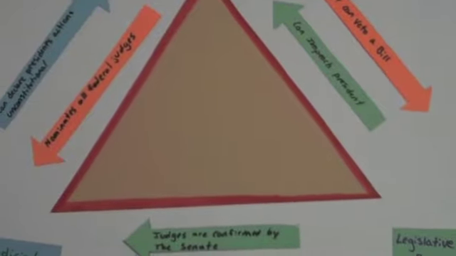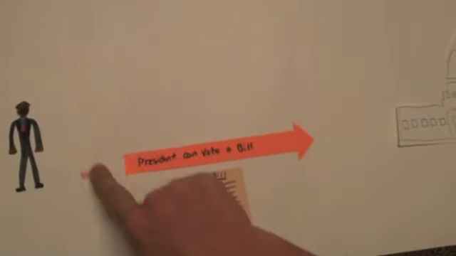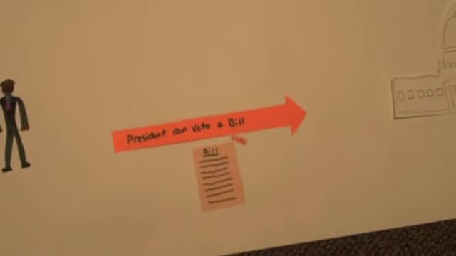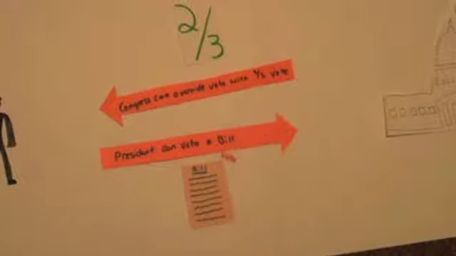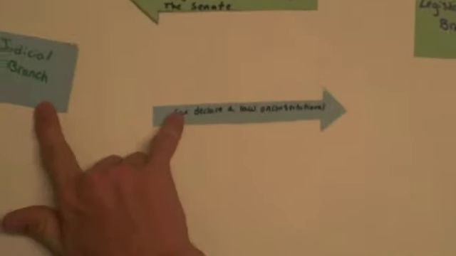I will take you through the checks and balances of a bill trying to become a law. The president can veto a bill that Congress passes. Congress can override a presidential veto with a two-thirds vote. The Supreme Court can declare a law unconstitutional.